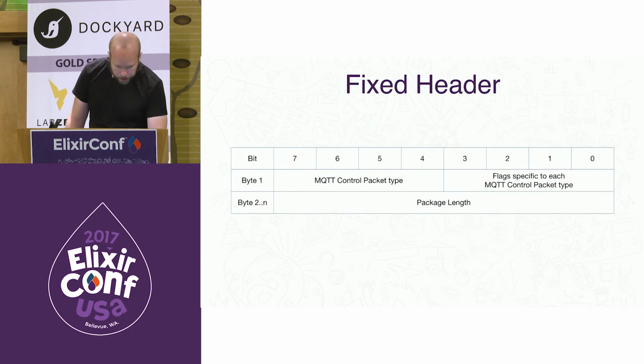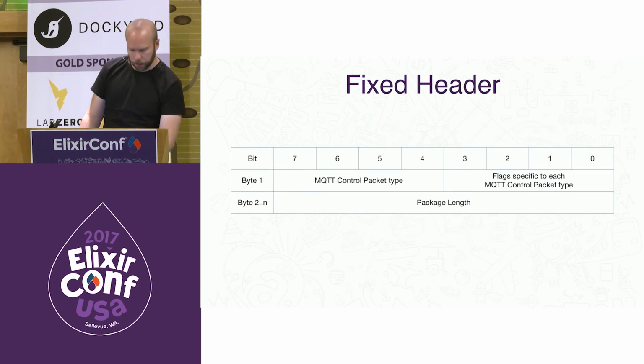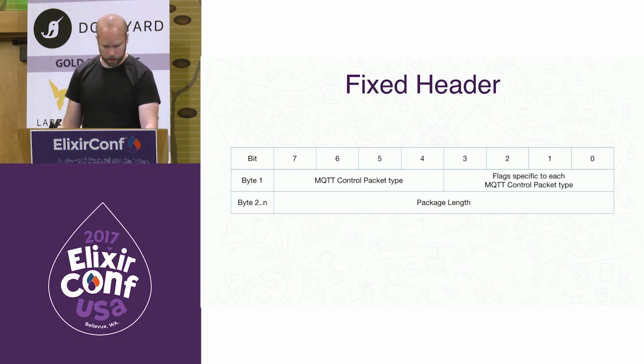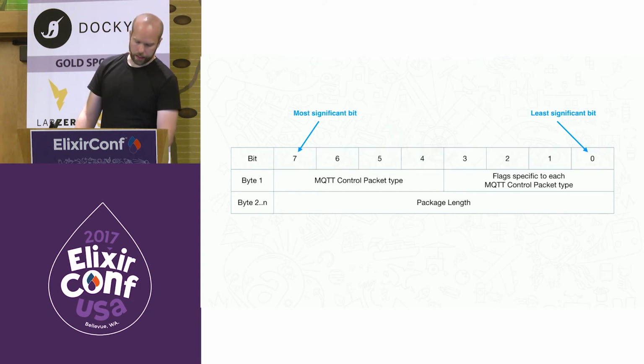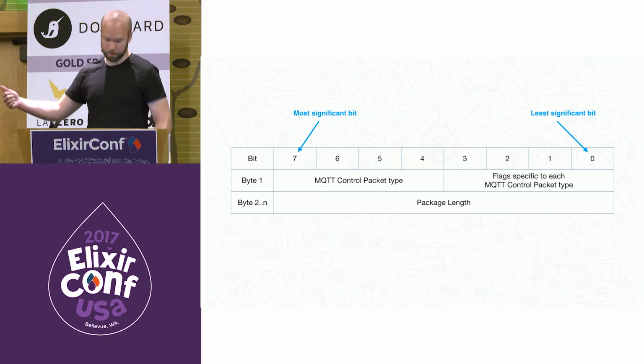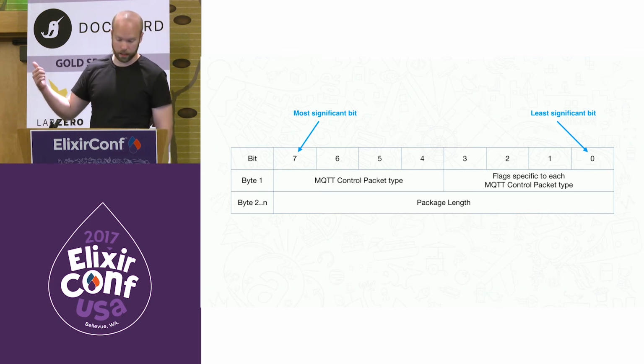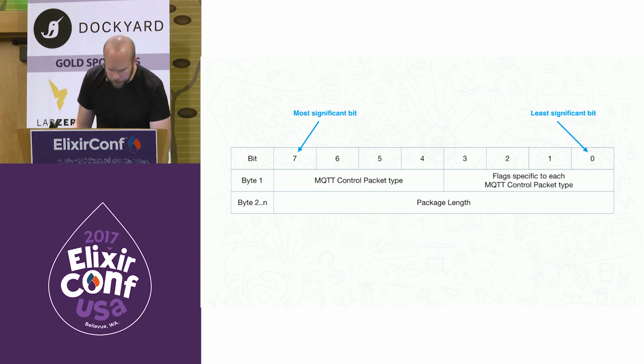So this is the fixed header. If we look in the specification, we'll see this. Up here we have bits. I've seen it referred to as a bit ruler, so I like that name. Yeah, the seventh bit is the most significant bit, and the 0 is the least significant bit. It's the notation for binary.